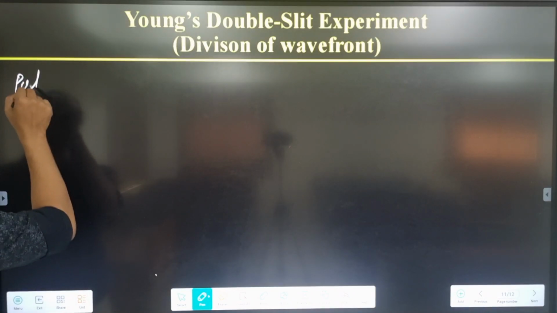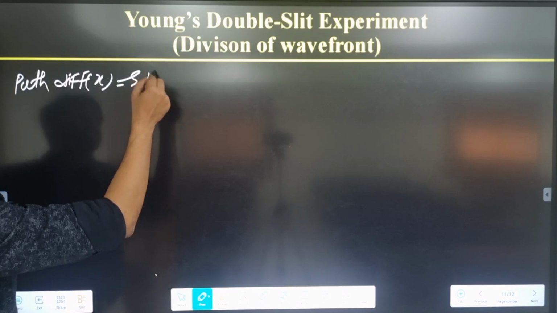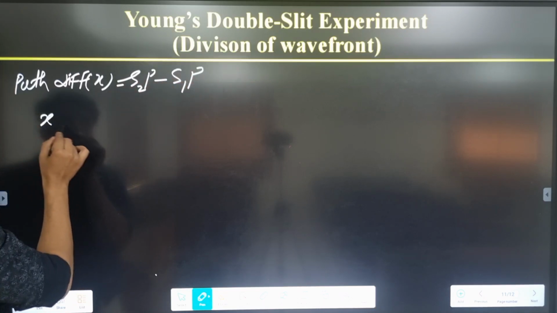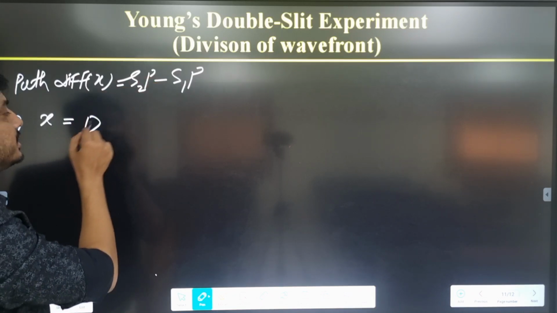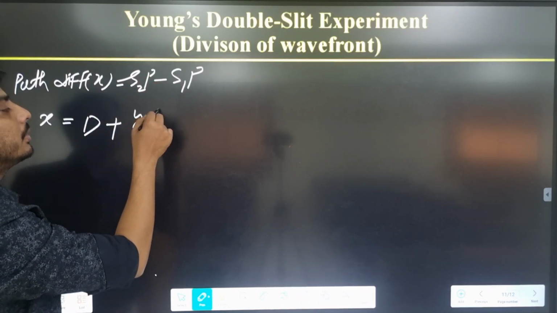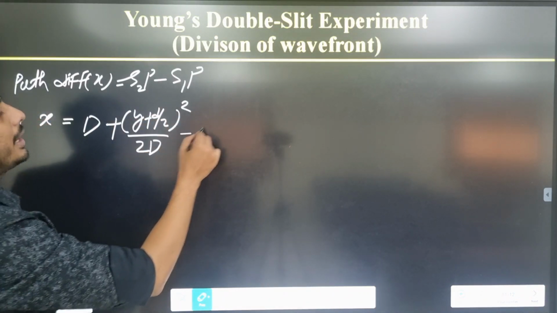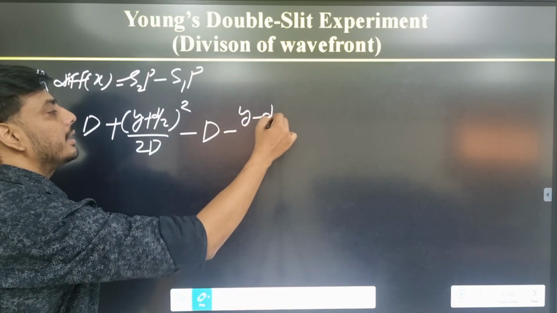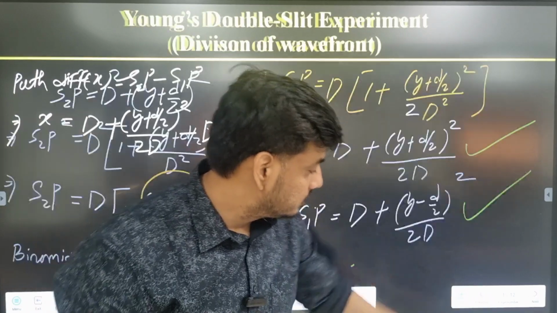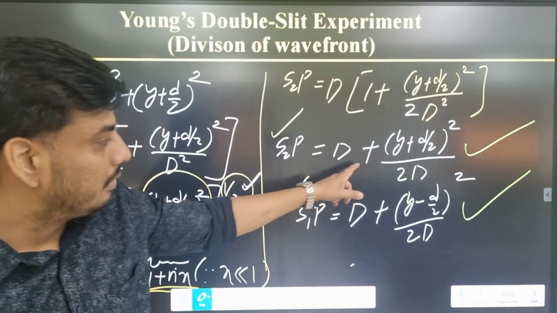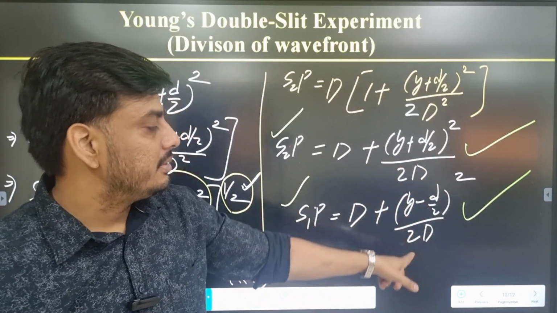So path difference x is equal to S2P minus S1P. S2P is (D plus y plus d by 2) whole square divided by 2D, minus (D minus y minus d by 2) whole square divided by 2D. Here you can see these two formulas, y plus d by 2 whole square by 2D, similarly y minus d by 2 whole square by 2D.